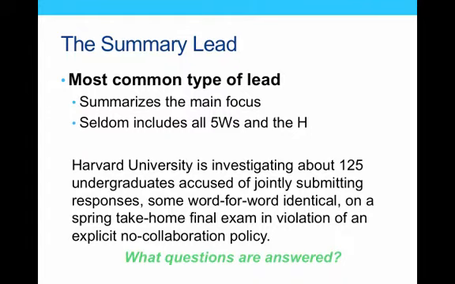So what questions are answered in this lead? Well, we know what, right? We know that Harvard is investigating potential cheating at its school. We know that it was 125 undergraduates, but we don't really know who specifically. We don't really know when the investigation has begun. We know that the violation, or perceived violation, probably was in late spring.